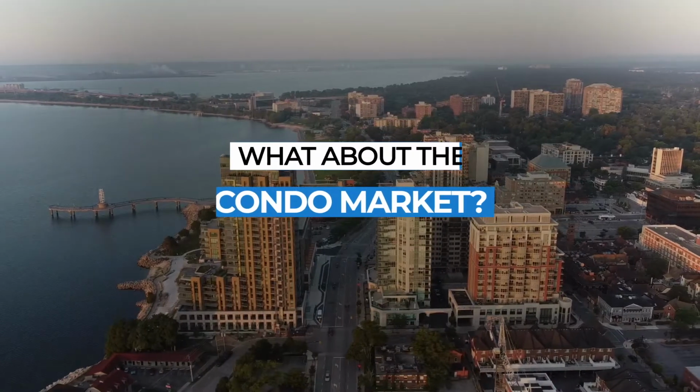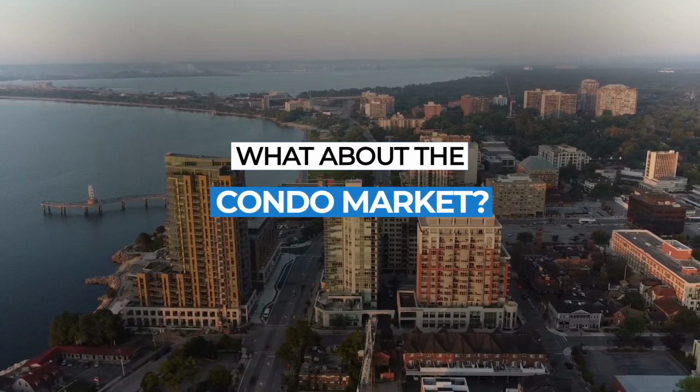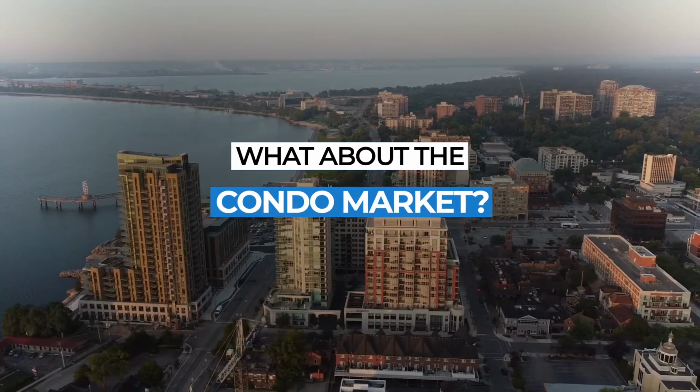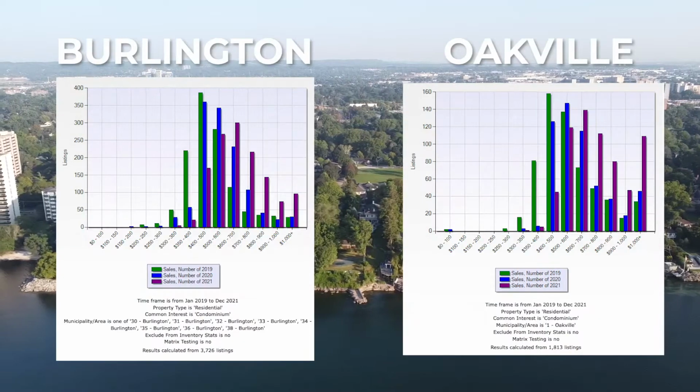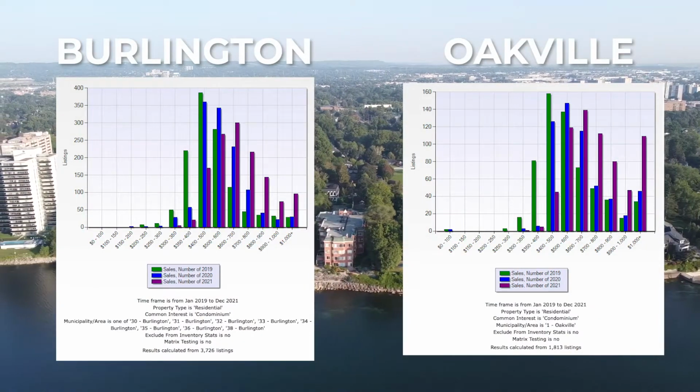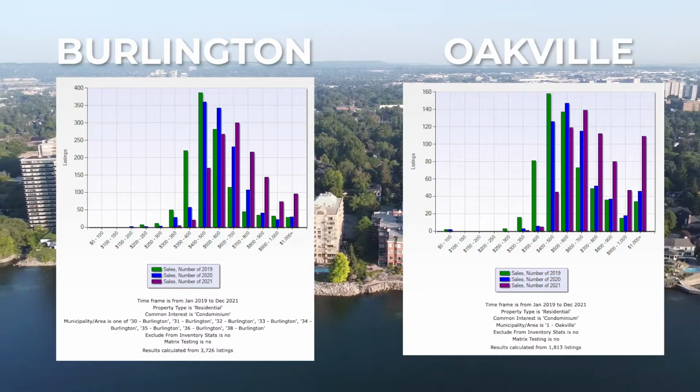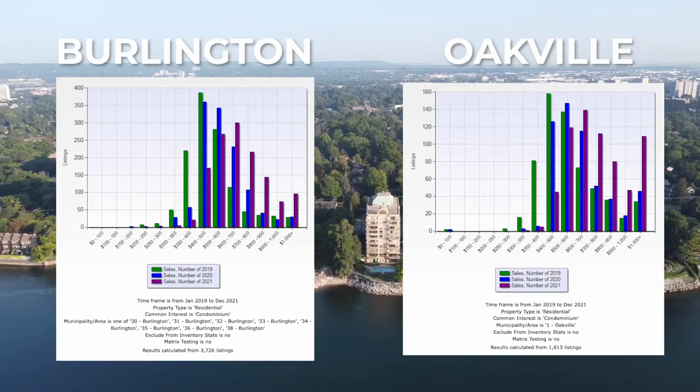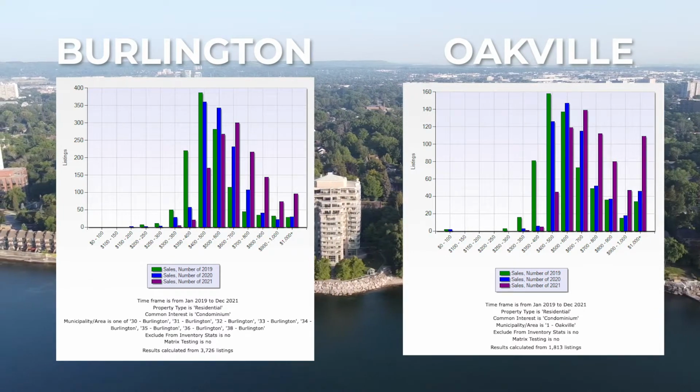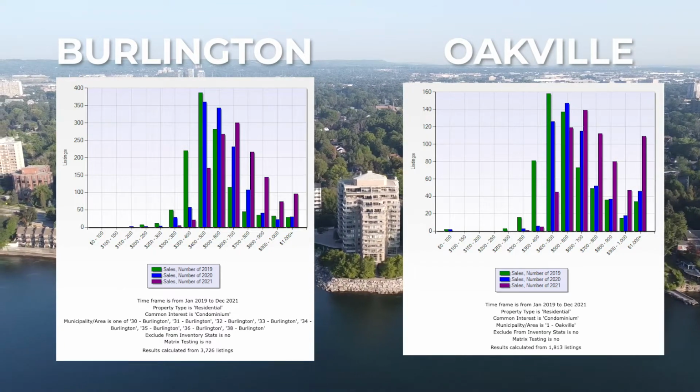So those were the detached home markets, but what about the condominium markets in both of these locations? Now, also to mention, Oakville's condominium market is about 1/3 the size of Burlington's condominium market, as Burlington just has more options. As you can see in these graphs here, you can still buy a condo in Burlington and in Oakville for under $500,000. However, it is getting harder and harder each year.